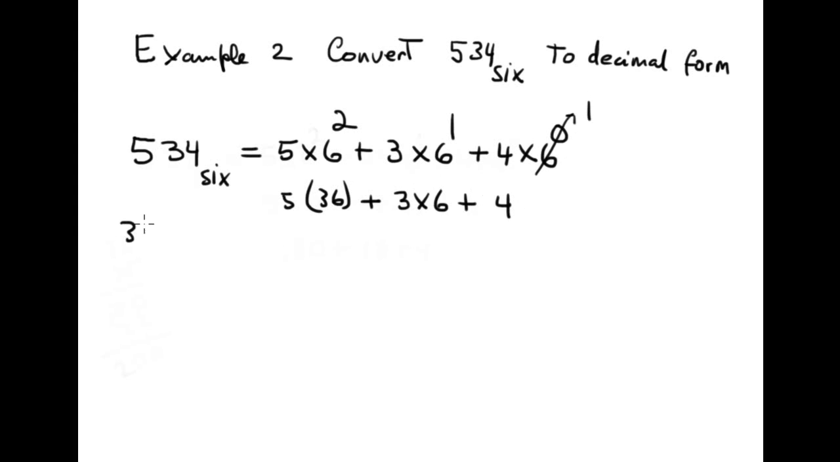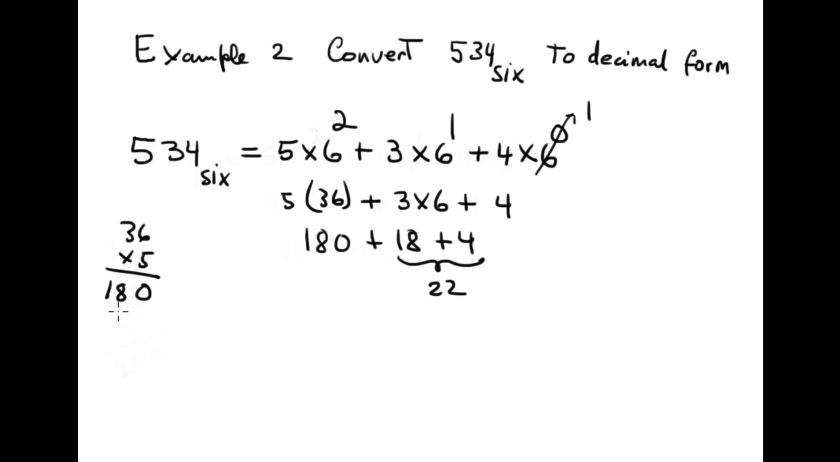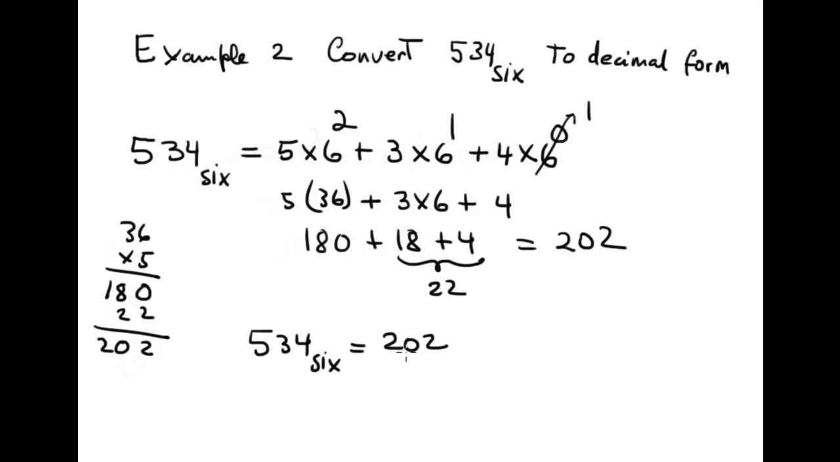So now 36 multiplied by 5 is 30, carry that 3, 180. It's 180 plus 18 plus 4. 18 and 4 is 22. Plus 22 is 2, 10 carry that 1, 200. The answer is 202. Conclusion is 534 base 6 is equal 202 in decimal form.